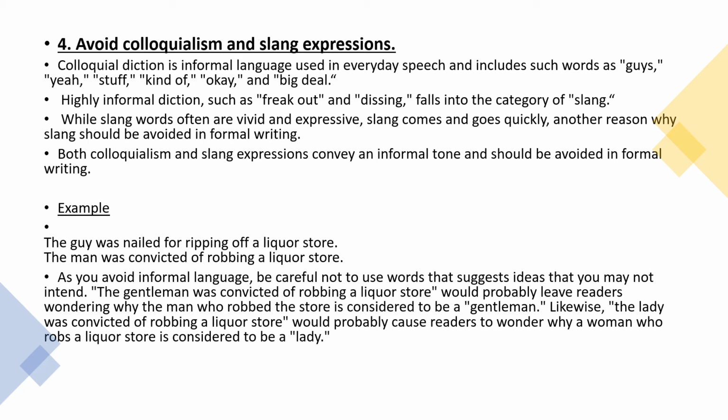And for example, the guy was nailed for ripping off a liquor store. But the correct version is the man was convicted of robbing a liquor store. Okay, so you should know there are many words that are informal and you have to replace them with the formal words. So in my next video I will upload the difference between formal and informal words, but now I'm just telling you the rules of formal writing.